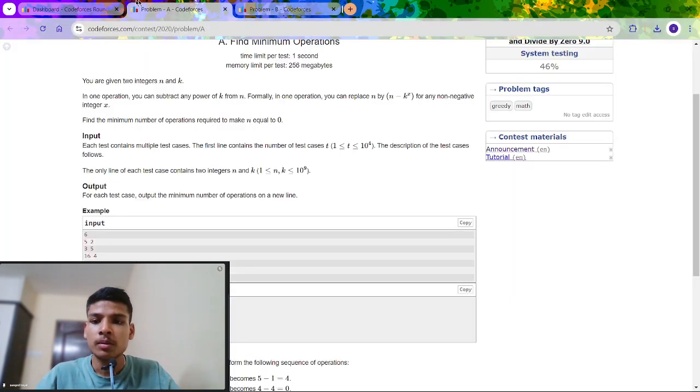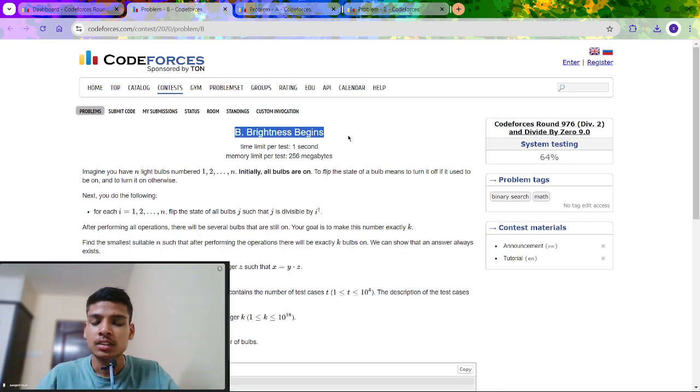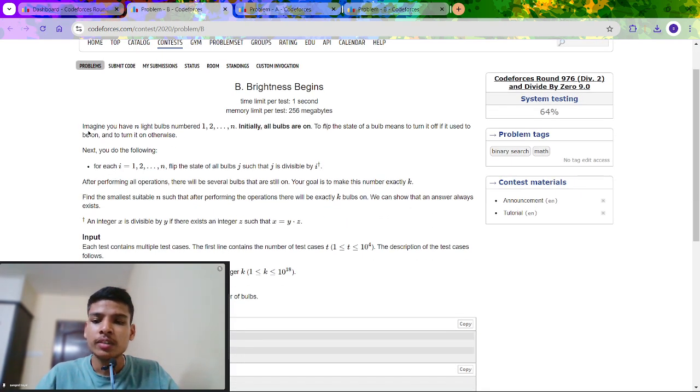Let's now discuss problem B, that is Brightness Beacon. In this question, we are given n light bulbs numbered from 1 to n. Initially, they are all on. A flip simply turns an on bulb off and an off bulb on. For each i from 1 to n, where n is the number of bulbs also, flip the state of all the bulbs j such that j is divisible by i.